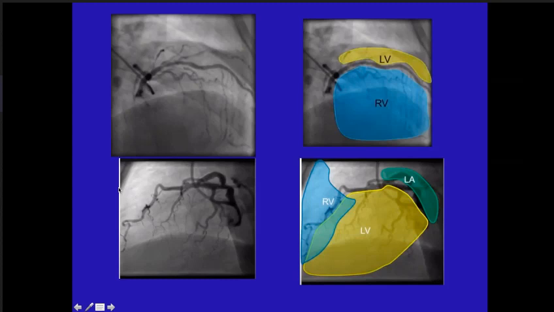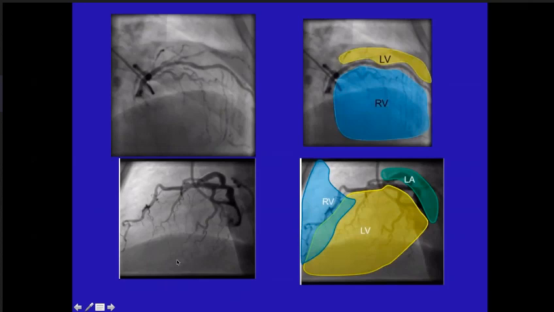Now, one of the radiological signs of RV enlargement is an increase in the retrosternal space. You must have read this. Normally, the retrosternal space is limited. If the retrosternal space is increased, it is supposed to be one sign of RV enlargement. So this is the retrosternal space here.